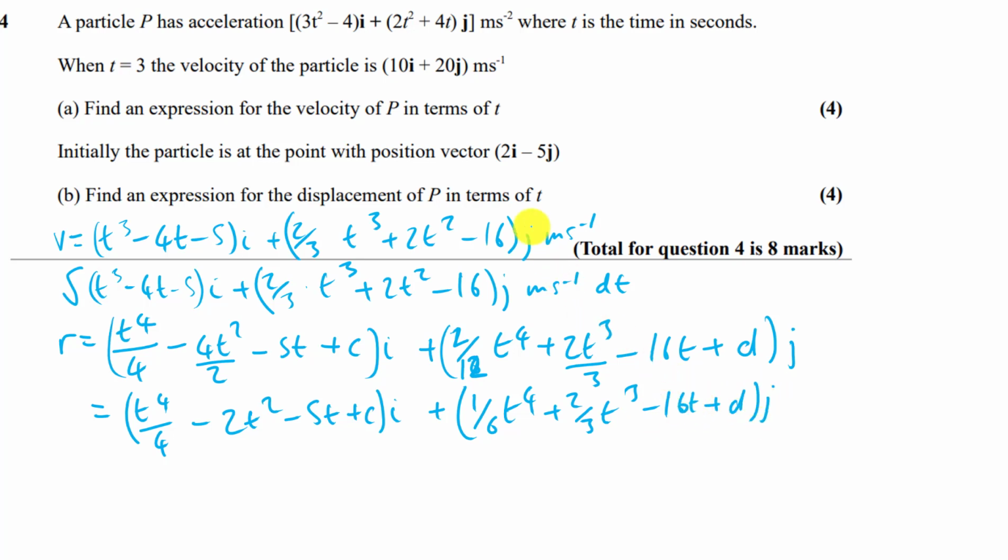and the key point here, well, that means t equals 0. The particle is in the position r equals 2i minus 5j. So we know 2i is going to equal this bit at t equals 0, and then minus 5j has got to equal this bit when t equals 0.